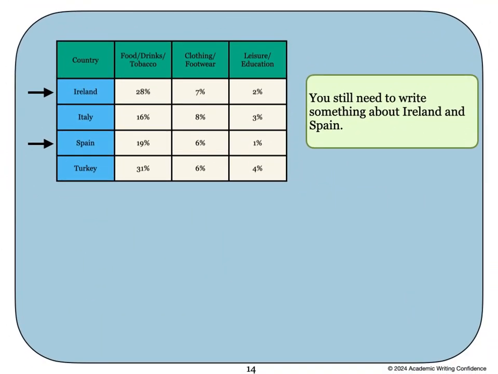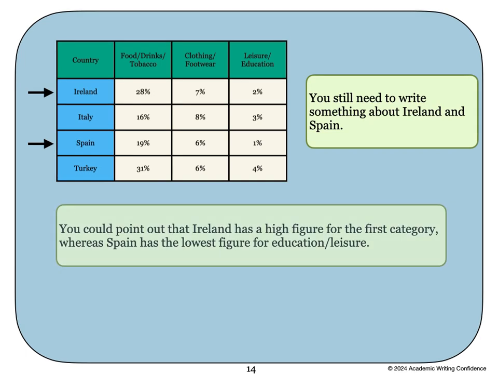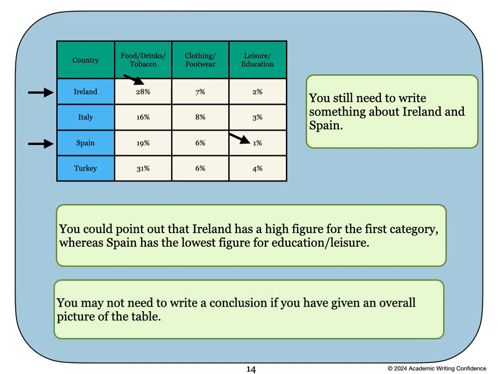For your second paragraph, you will need to write something about Ireland and Spain. You could point out that Ireland has a high figure for the first category, whereas Spain has the lowest figure for education and leisure. You may not need to write a conclusion if you have given an overall picture of the table.